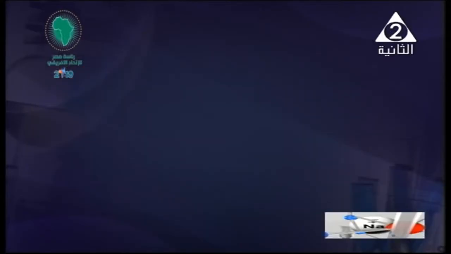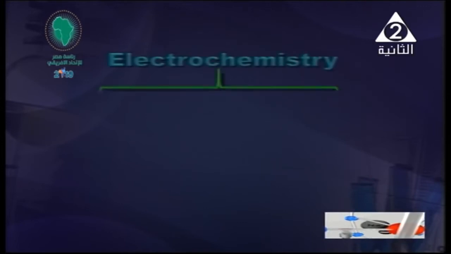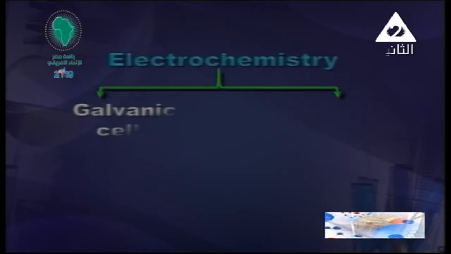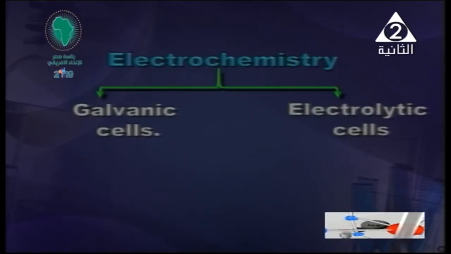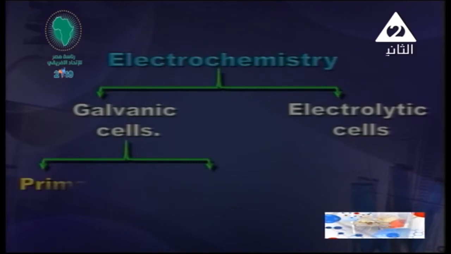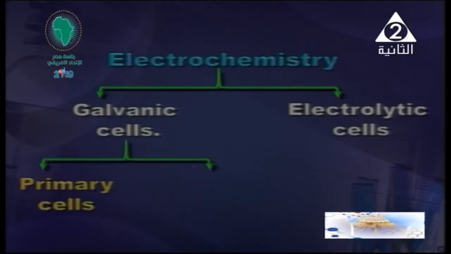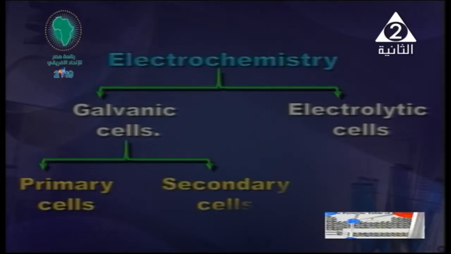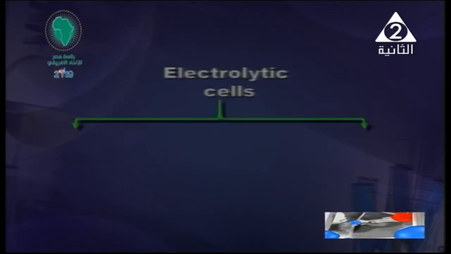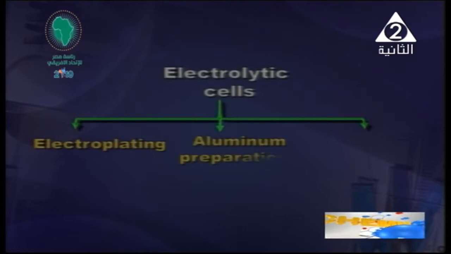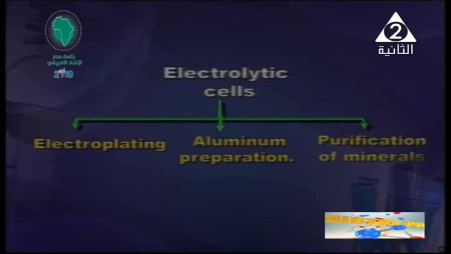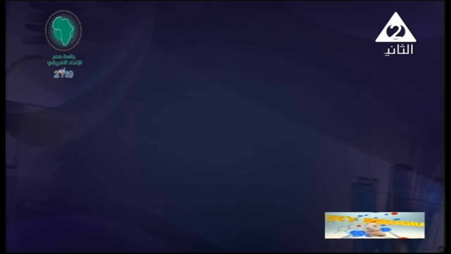Electrochemistry. Firstly, what about electrochemistry? Electrochemistry is divided into two types, galvanic cells and electrolytic cells. Galvanic cells, we will study the primary cells and secondary cells, while electrolytic cells, we will study three important things, which are electroplating, aluminum preparation, and purification of minerals.